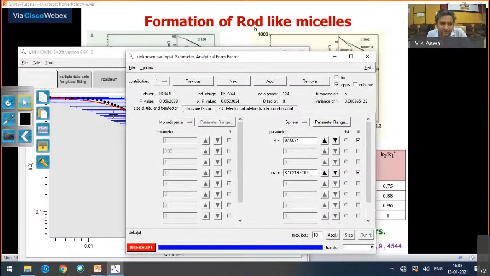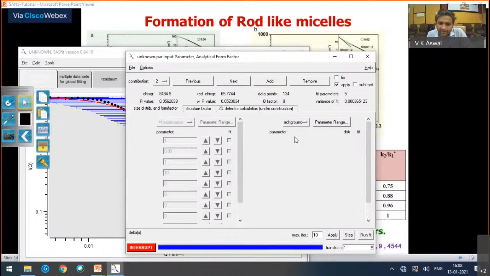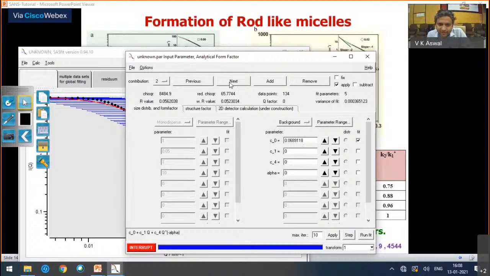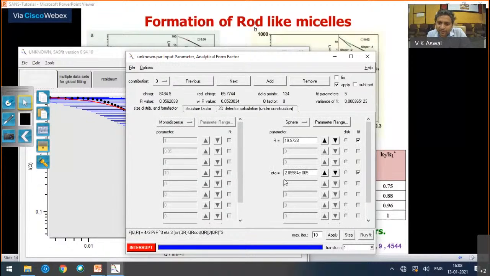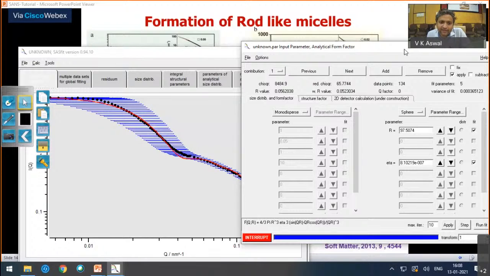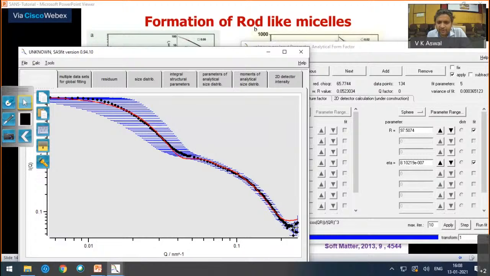First the sphere in the low q, then add the background. Always we add the background, and then the small sphere in the third. We keep on fitting one parameter at a time, and in the end, all the parameters. So this is more or less fitted data.